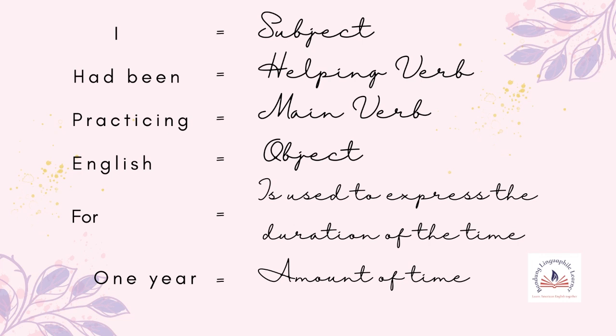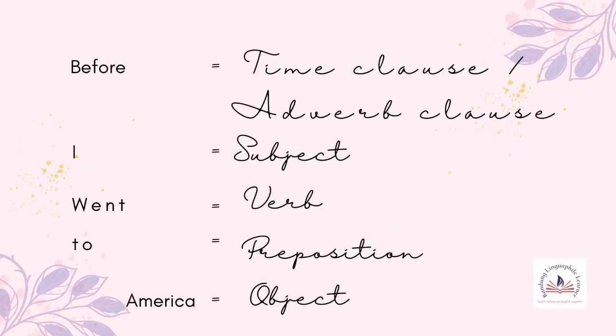I is the subject, had been is the helping verb, practicing is the main verb, English is the object. For is used to express the duration of the time. 1 year is the amount of time. Before is time clause or adverb clause. I is the subject, went is the verb, to is the preposition, America is the object.